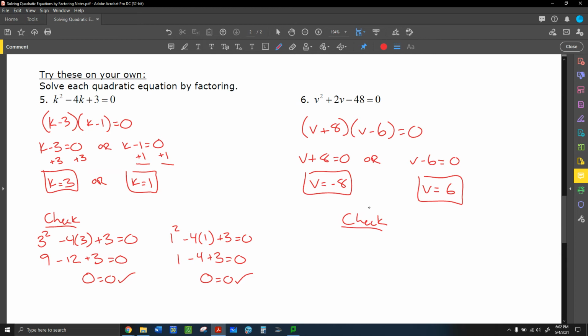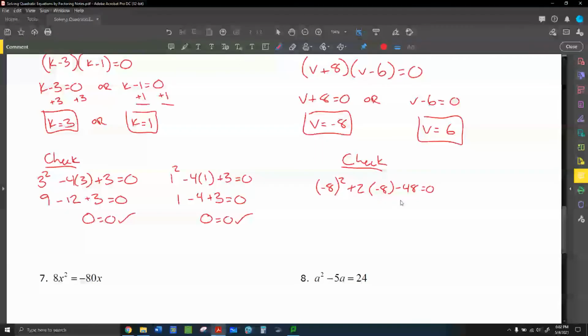So we have negative 8 squared plus 2 times negative 8 minus 48 is equal to 0. Well, negative 8 squared is 64. 2 times negative 8 is negative 16. Minus 48 is equal to 0. 64 minus 16 minus 48 does equal 0.